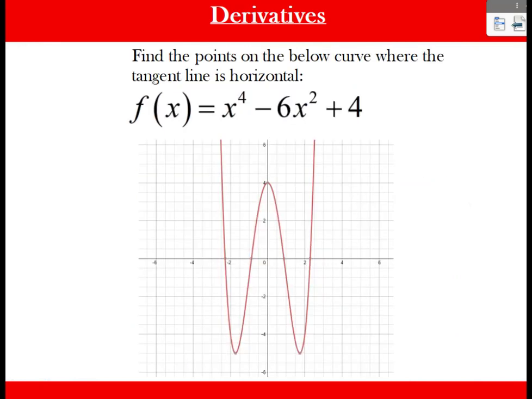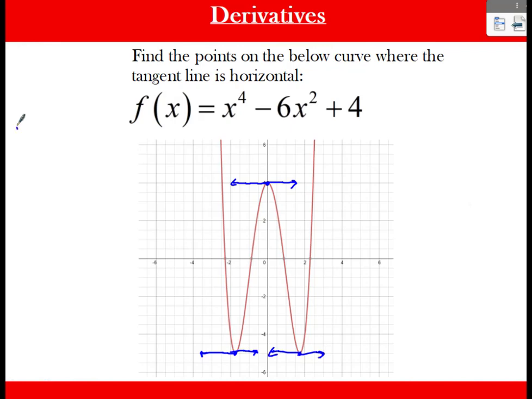Okay, we're going to find the points on the below curve where the tangent line is horizontal. That happens at the vertices of these parabolas. These are called local extrema. That is a max point, and this would be a local minimum point, as well with this one. Okay? So wherever the tangent line is horizontal, that tangent line has a slope of 0. What gives us our slope? The derivative. So we're going to look for the places where the derivative is equal to 0.